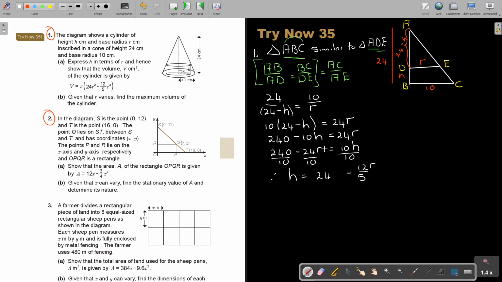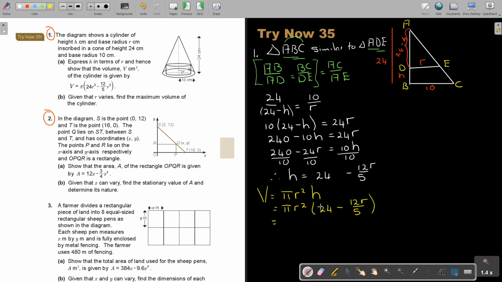But now, don't forget, what is the volume? Because I want to optimize the cylinder inside. So I'm going to start with the volume of a cylinder is area of base times the height. Okay. So now I'm just going to substitute the height. I have the height. So it's going to be 24 minus 12R over 5, close the bracket.